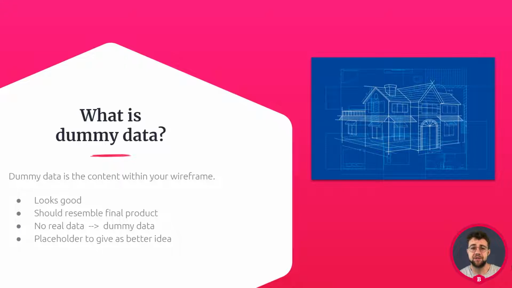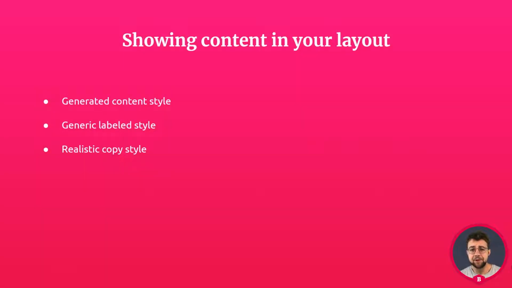And this is your content. Since you can't display the data from the final product, you'll have to use dummy data. Dummy data is the placeholder for your page's content and will give you a better idea of how your page will look and show in the end. The way you show your dummy data can be done in three styles: the generated content style, the generic labeled style, and the realistic copy style. So let's talk about the styles and why you would want to use them.